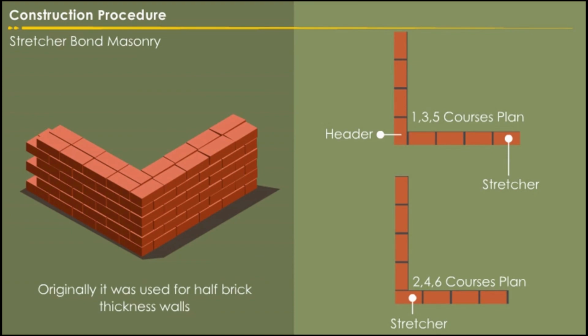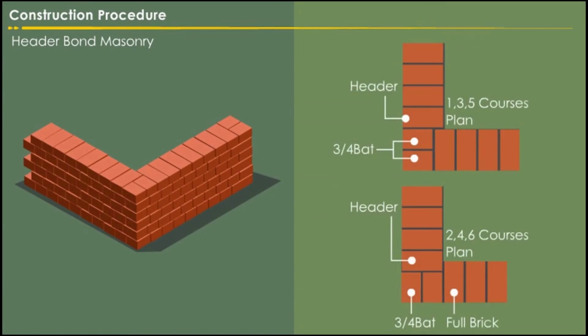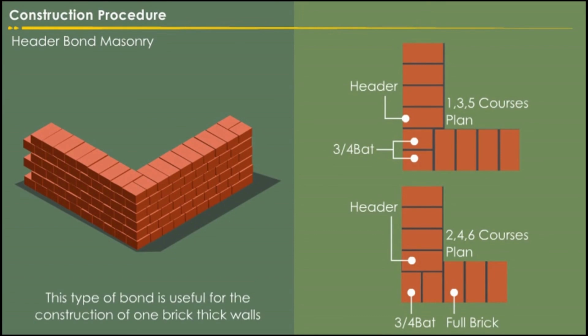In header bond brick masonry, all the bricks are arranged in header courses. This type of bond is useful for the construction of 1 brick thick walls.